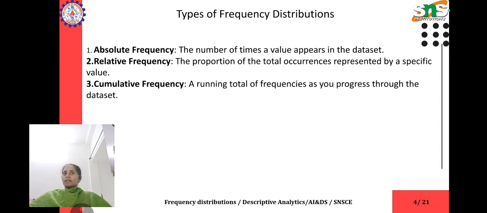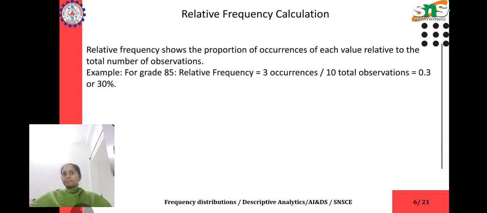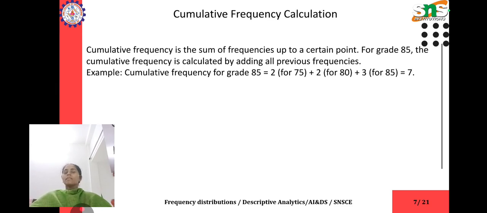It is used for qualitative data, for example eye color: blue, brown, green, etc. And ungrouped frequency distribution is where each value is listed with its corresponding frequency. For example, in test scores, 7 appears 3 times and 10 appears 2 times. And in grouped frequency, data is organized into classes or intervals. Examples: test scores in the range 0 to 10, 11 to 20.